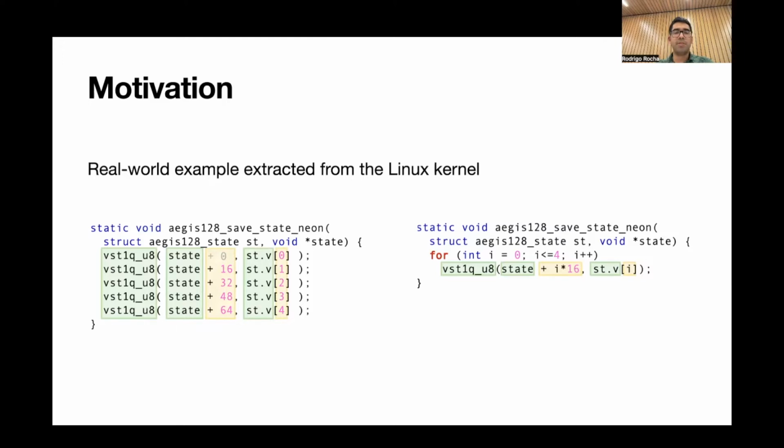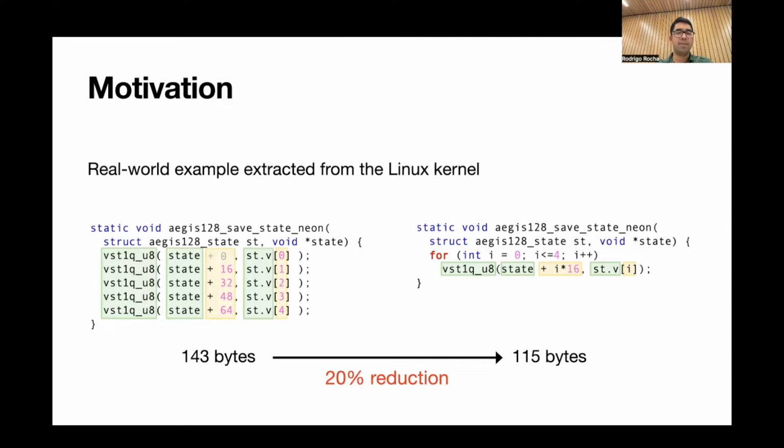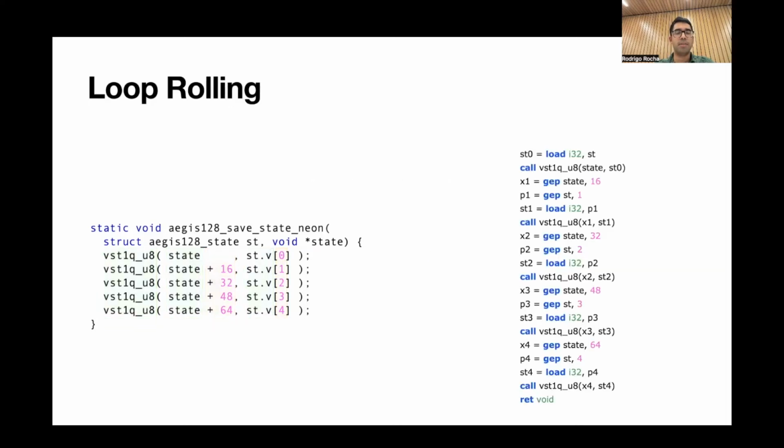And if we compare these two functions, we can see that the size of the first function in the binary format is 143 bytes. And the size of the second function in the binary format is 115 bytes. This represents a reduction of 20%. This is a great reduction on a real piece of code that can be found in the Linux kernel.